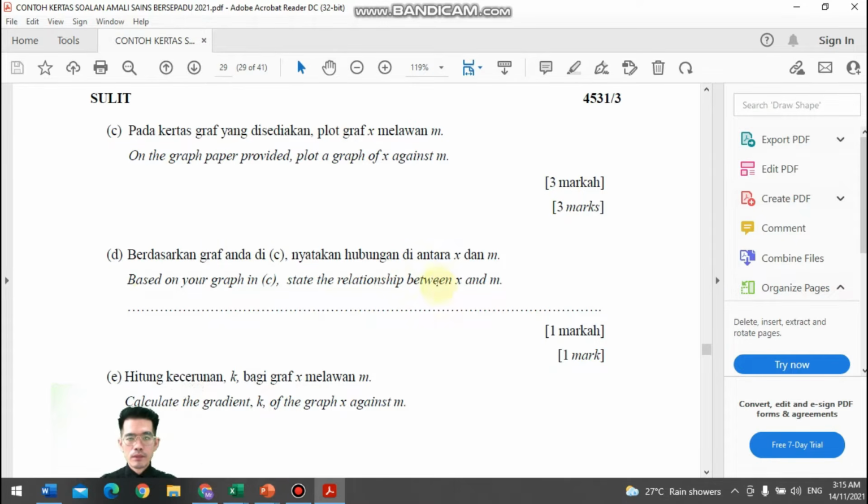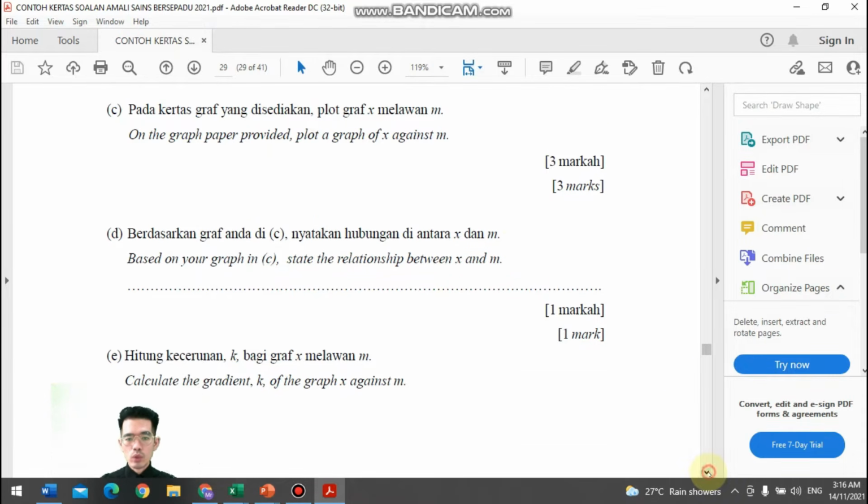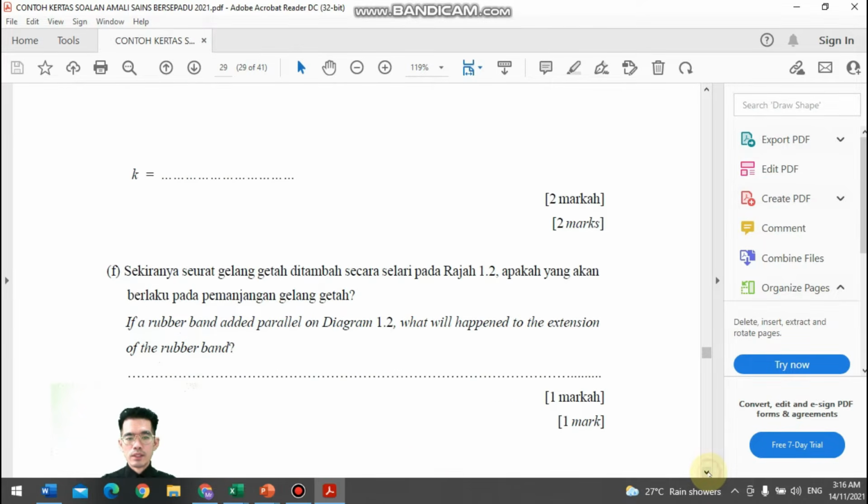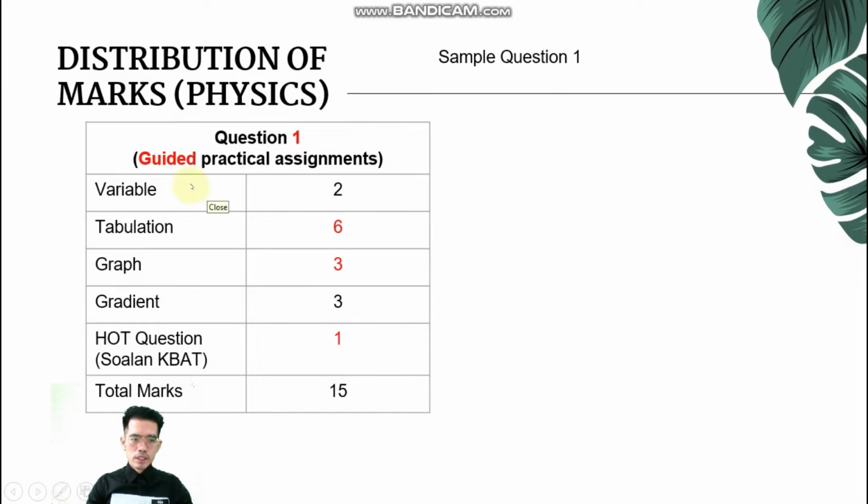And then part D will be the relationship between x, which is the extension of the rubber band, and the mass of the bottle. And then the question asks you to find the gradient. And then the last question will be the hot question. So the total will be 15 marks. So this is the distribution mark for your first trial practical test. The variables will be 2 marks, tabulation 6 marks, graph 3 marks, gradient 3 marks, and 1 mark for the hot question. Total 15 marks.